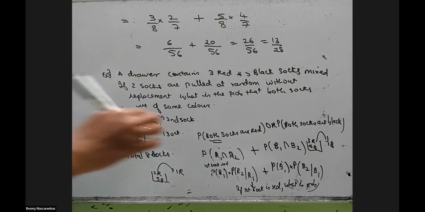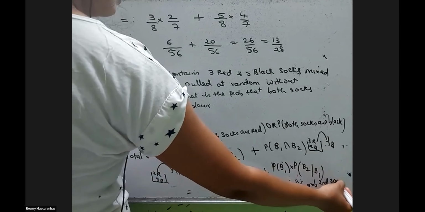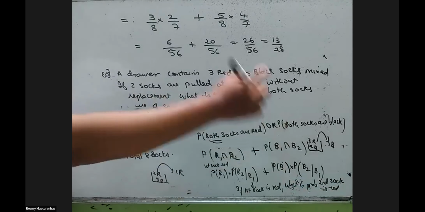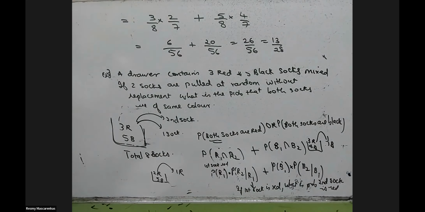Okay, this you write and keep, because later when you're studying, you should know the second sock is red. If the first sock is red, what is the probability that the second sock is also red? So one sock will be out. So you have to minus one sock, so it will be 2 out of total 7.